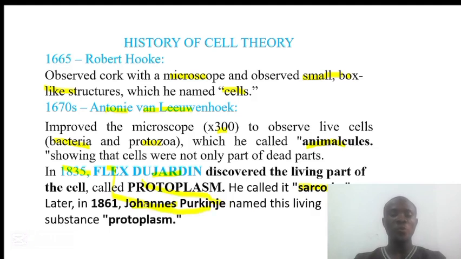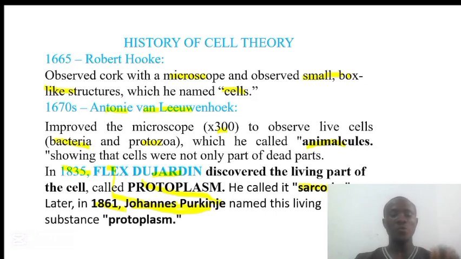This name protoplasm was given by Johannes Purkinje. Johannes Purkinje gave this name protoplasm in the year 1861. The protoplasm consists of two things: cytoplasm and all its contents, together with the nucleus.